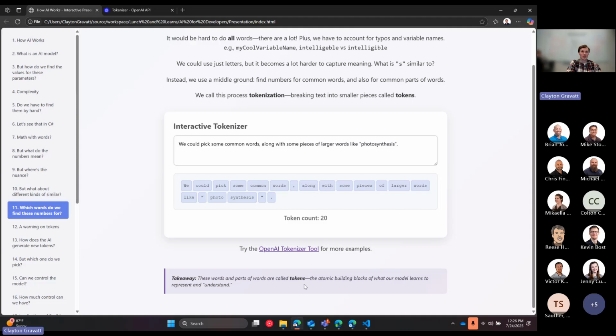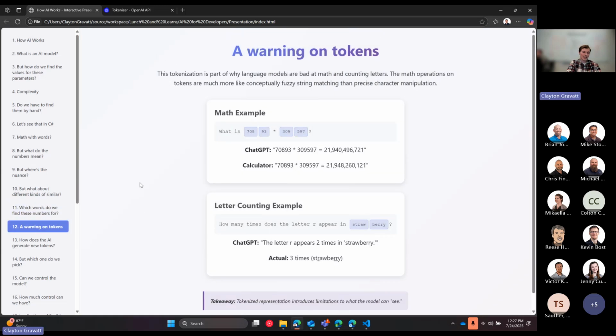Okay, so this is the why of tokens, because we need that middle ground. All right, and these tokens are all that our model is going to learn how to represent and understand. But a quick warning on these. This tokenization is actually kind of a limitation. It's part of why language models are really bad at math and counting letters within words. And I'll come back to what that means in a second here.